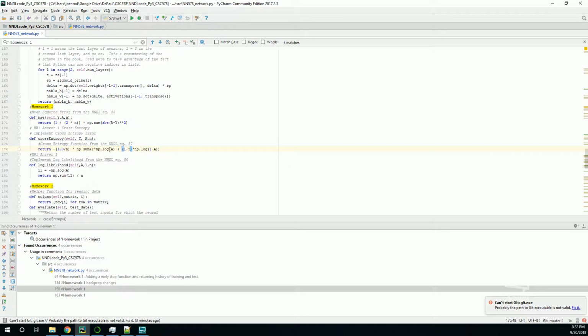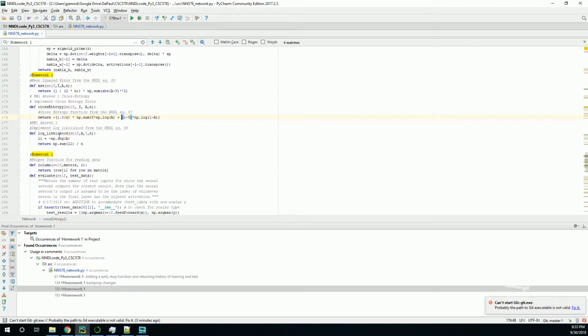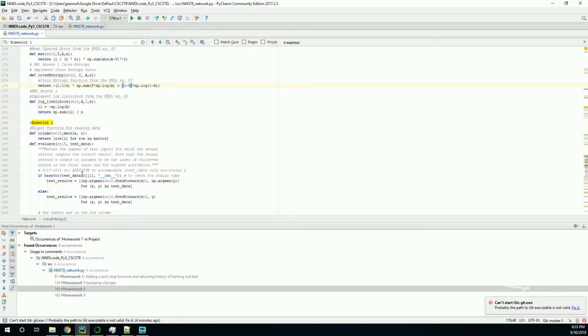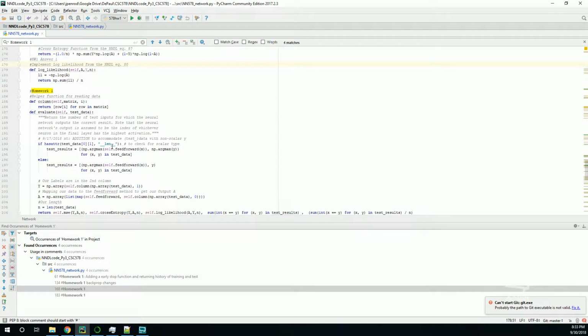And that is cross entropy, so the negative average of the sum of the actual answers times the log of the output, plus 1 minus the actual answers times the log of 1 minus the output. And log likelihood's even simpler. It's just the negative log of the actual answers divided, and that's the average of that. So I've got those implemented. They're straight from the book, and I even put that in comments.